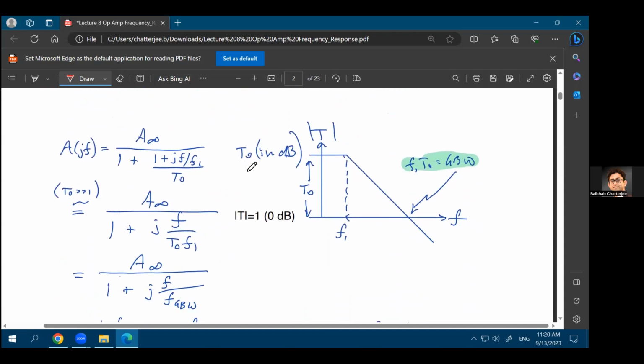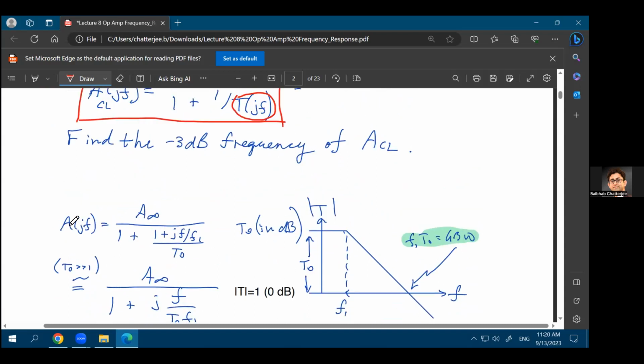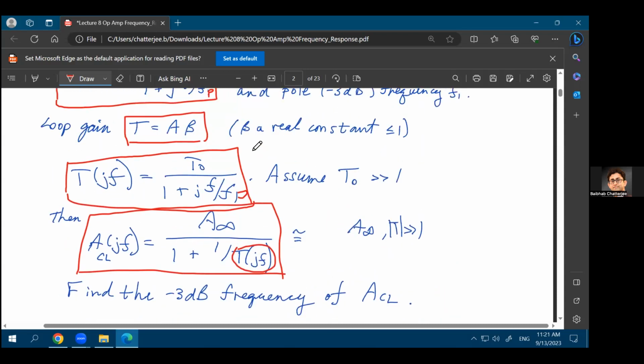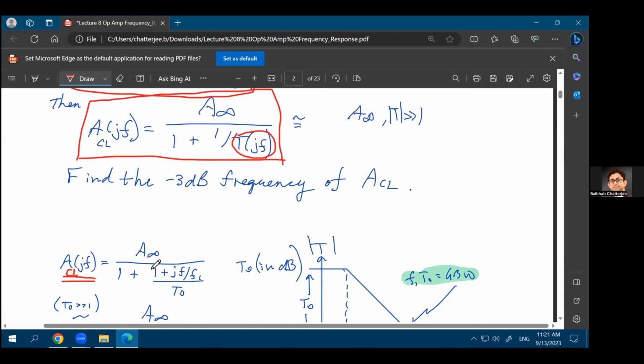All right. So if you just write that down, your A of jf, let's say this is the closed loop gain of the system. The closed loop gain of the system is A infinity divided by 1 plus 1 over T of jf. Now, what is T of jf? It's T0 divided by 1 plus j times f divided by f1. So you just put that value over here. So this is just T as a function of frequency, or basically 1 over T as a function of frequency.